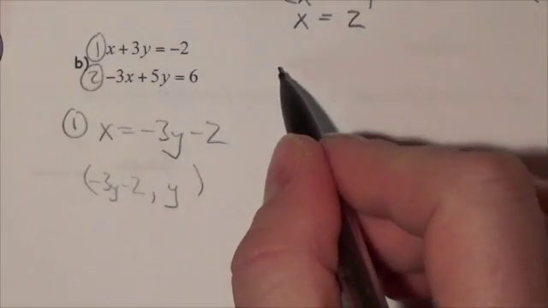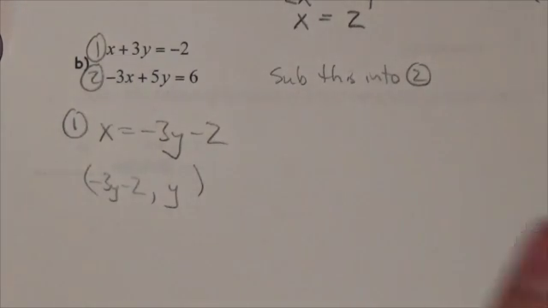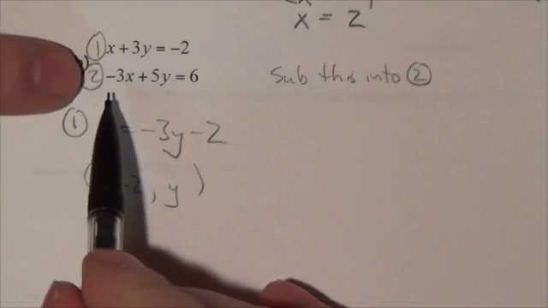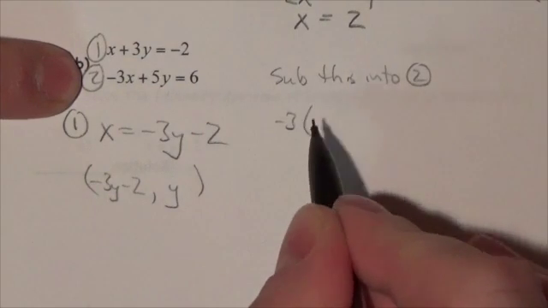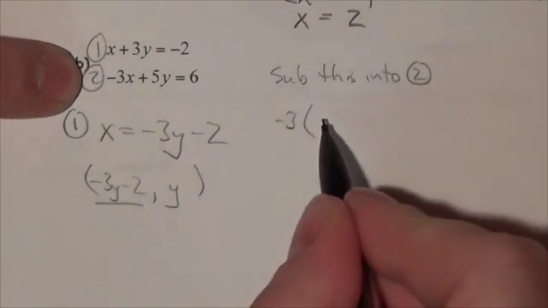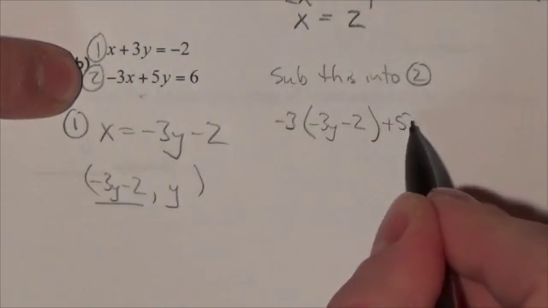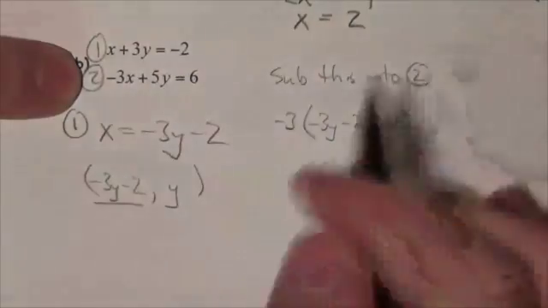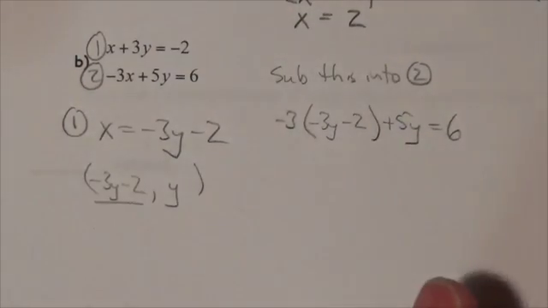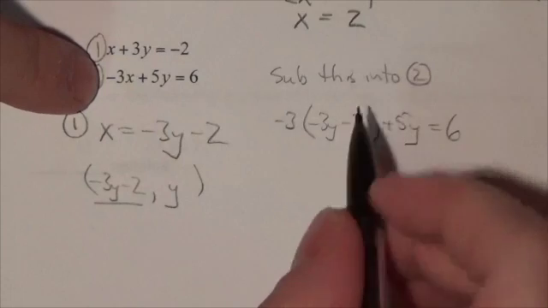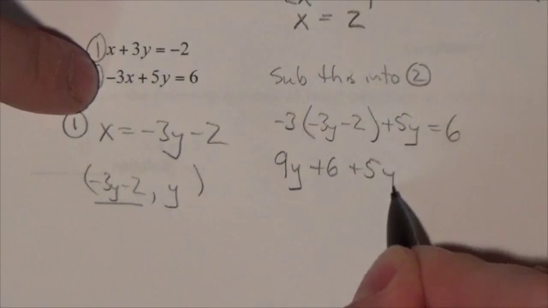Okay, so we're going to sub this into 2. So equation 2 is negative 3x. Well, this is what's now in place of my x. So it's going to be negative 3 times, okay, there's the x right there, negative 3y minus 2, plus 5y. The y coordinate is still just the y coordinate, so that's fine, is equal to 6. Now I've got one equation with one unknown, the y. I'm going to distribute the negative 3 through, so it'll be positive 9y plus 6 plus 5y is equal to 6.